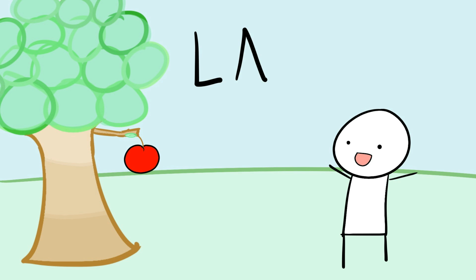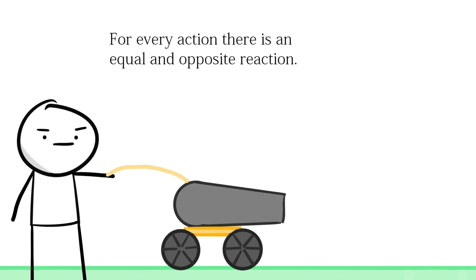Law number 3. Newton's third law of motion states that for every action there is an equal and opposite reaction. As an example, let's talk about a cannon.